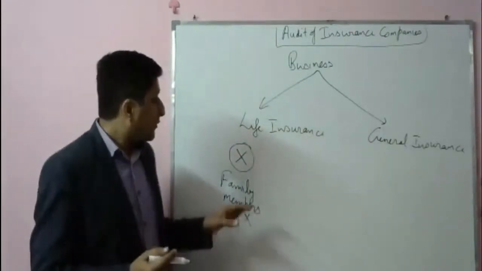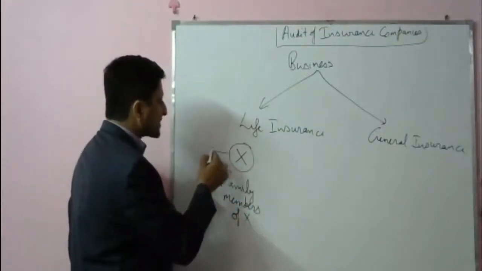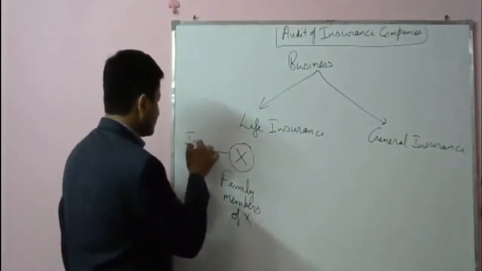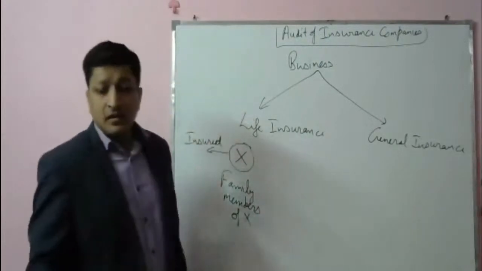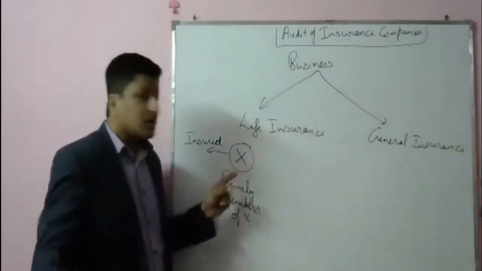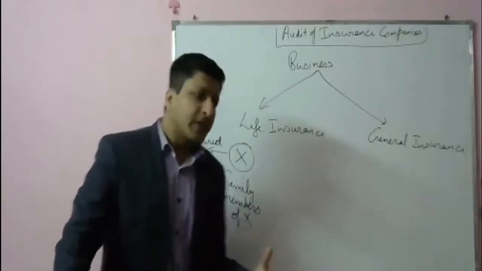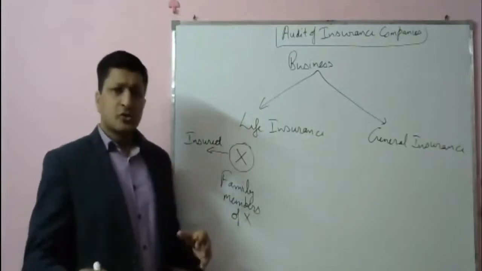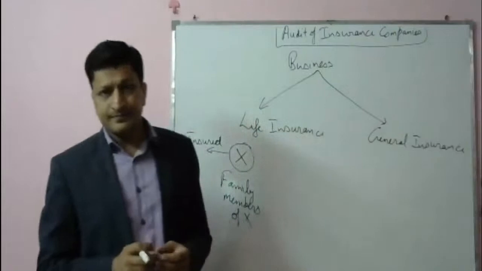All right. And who is the insurance company? Insurance company can be any. So X is the one who got insured. And in case of any mishappening to X, who will get the amount from the insurance company? It's the family members. So this is broadly about the life insurance business that we understand.